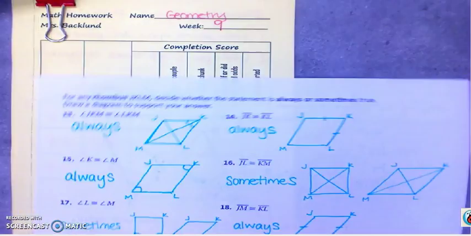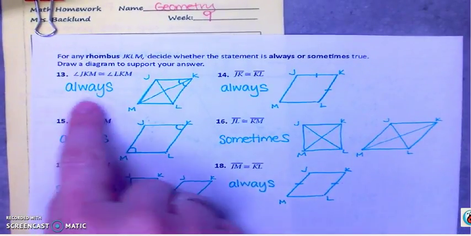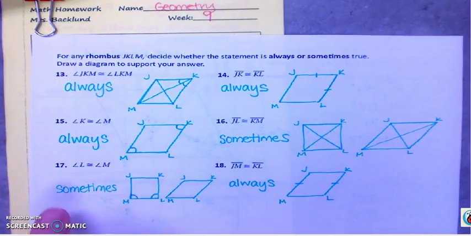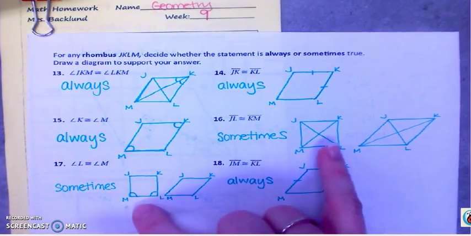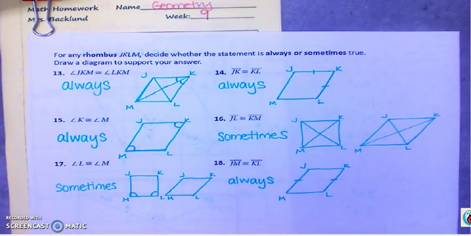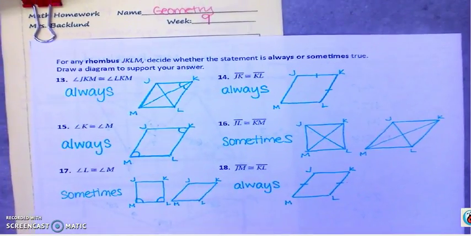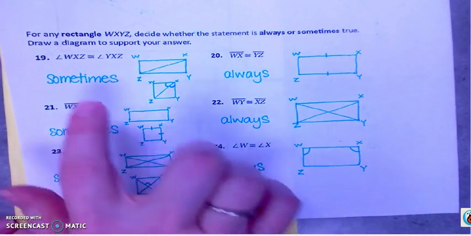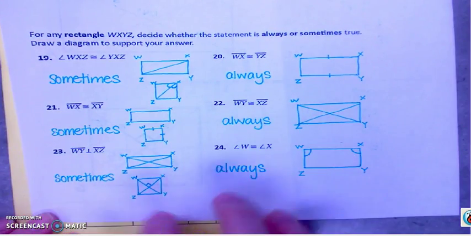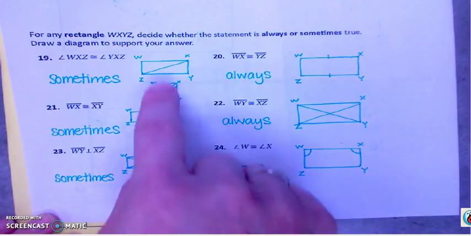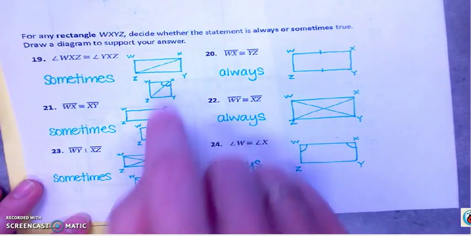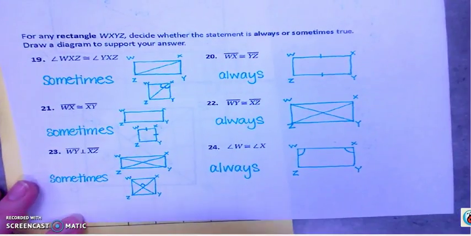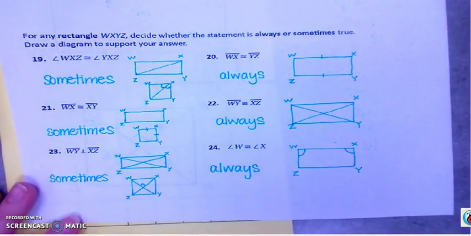Backside. I went always, always, always, sometimes, and sometimes, always. Both of my sometimes, I only got to work if I made the rhombus a square rhombus. Sometimes, always, sometimes, always, sometimes, always. And for the sometimes ones, the only way I got those to work is if I made it a square rectangle. Let's go on to the new lesson.